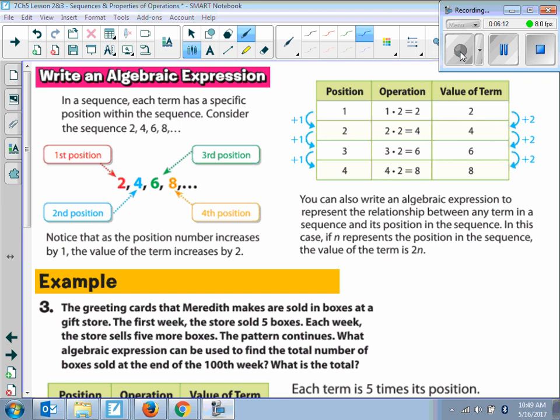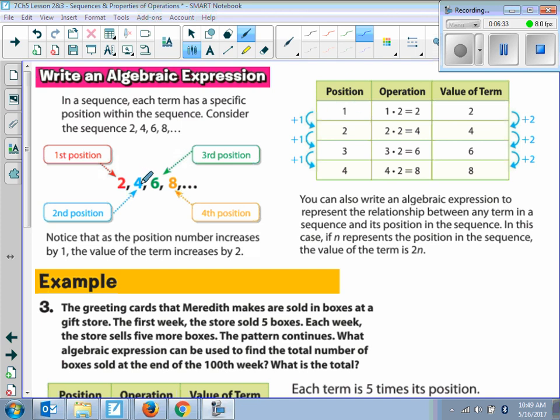So now we're going to write an algebraic expression, okay? Now here, in a sequence, each term has a specific position within the sequence. So they are like in order, okay? So the first one is 2. So the order number is number 1. Does everybody see the position 1?